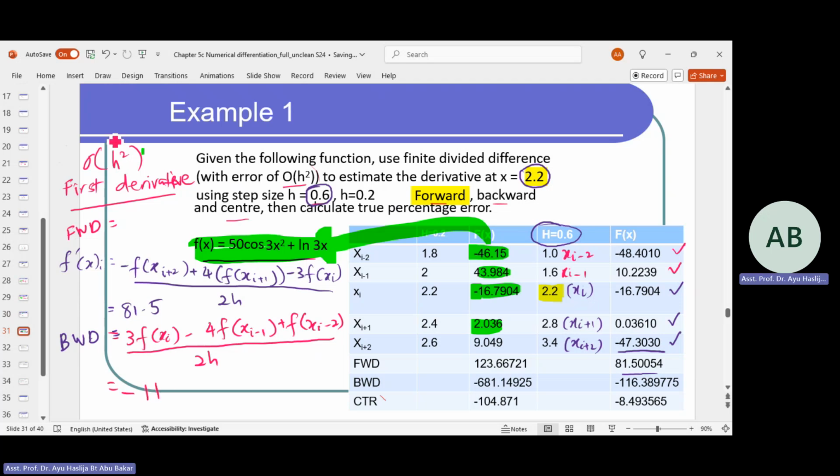Okay, do you get the same? Negative 116.3898. Same, huh? How do you know that this question requires you to do first derivative, and not second or third? The question will mention. Later we will try the previous final exam question.